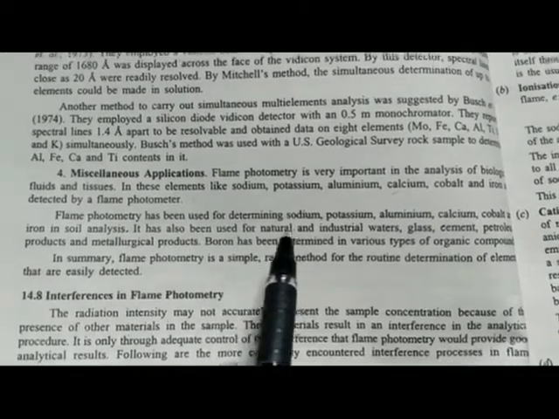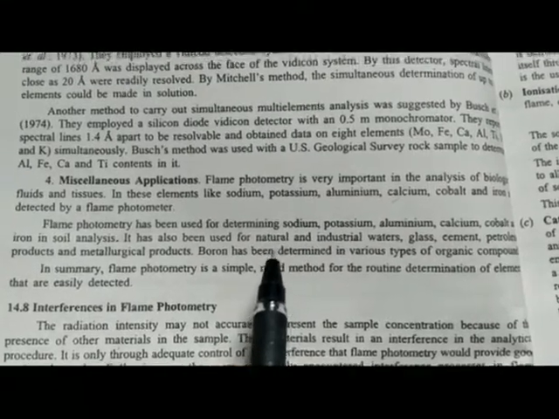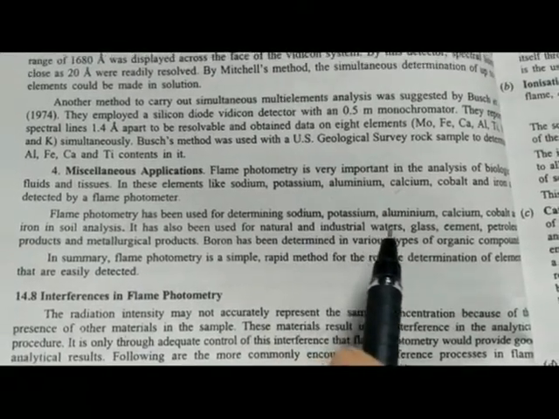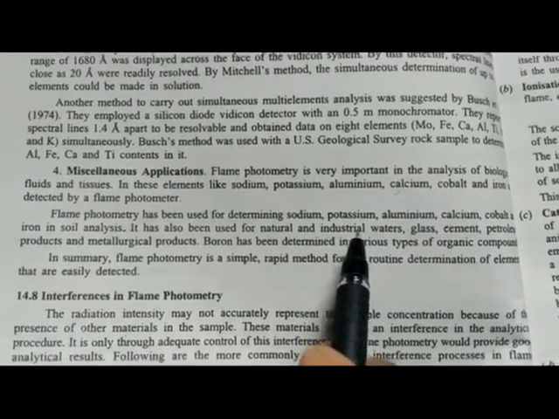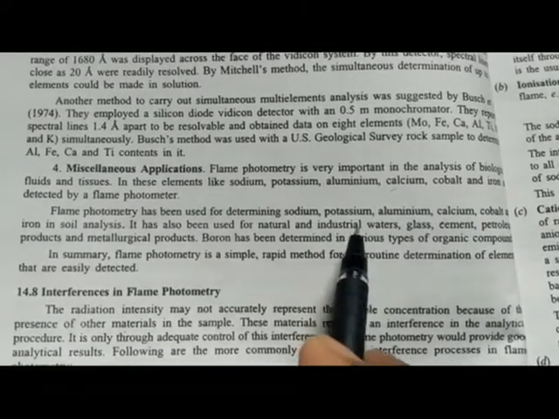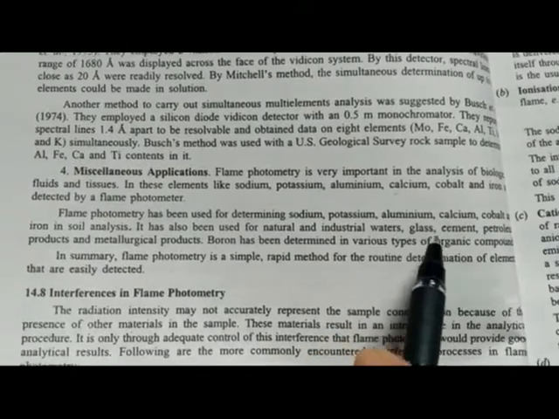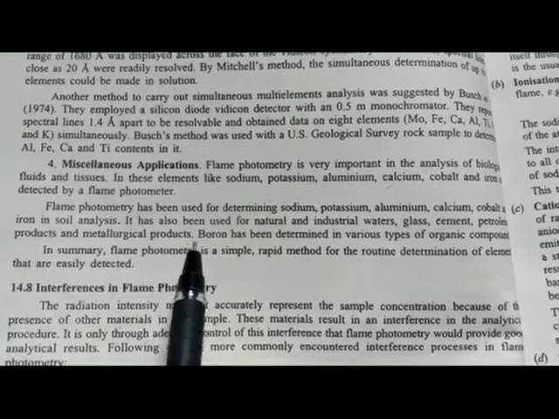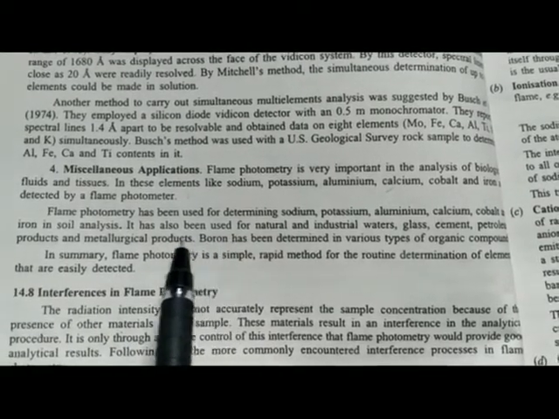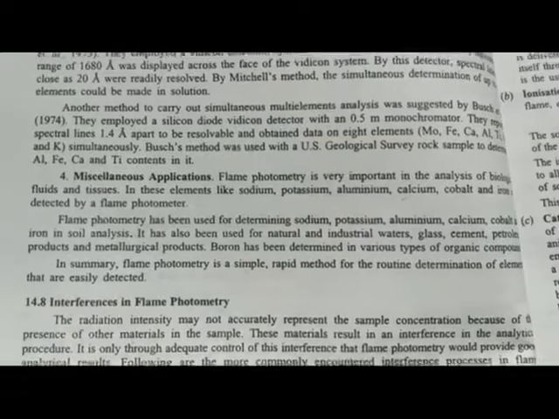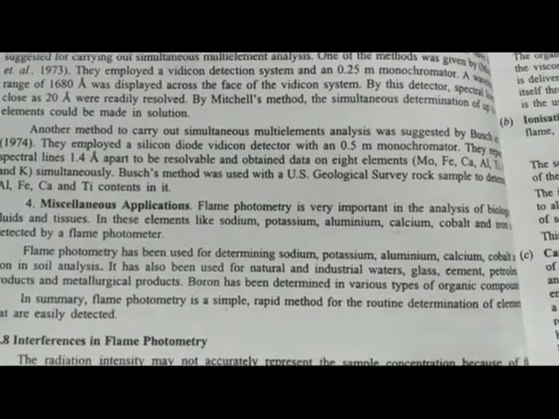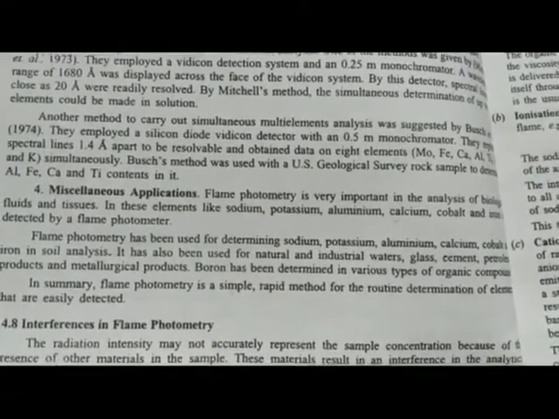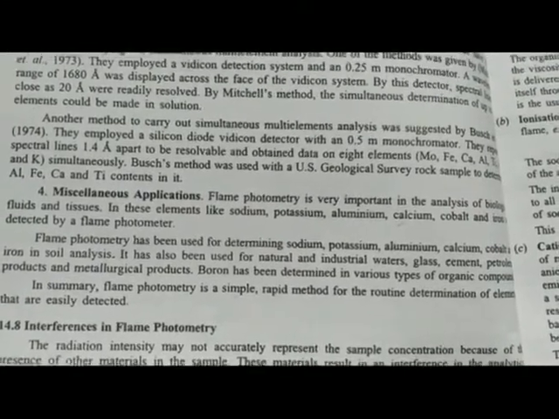It is also useful for natural and industrial waters, for the analysis of these metals, analysis of glass, analysis of cement, and analysis of metallurgical products. Flame photometry is a simple and rapid method for routine determination of elements and they are easily detected. So this is all. Today we saw its instrumentation and applications of flame photometry.